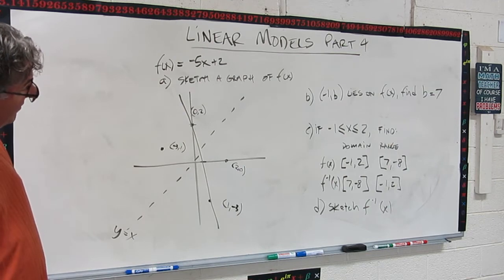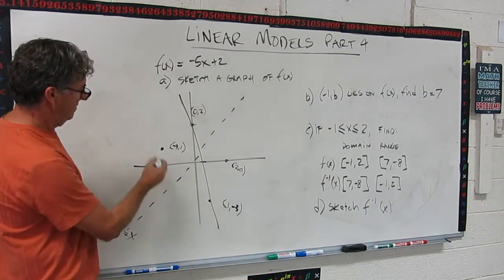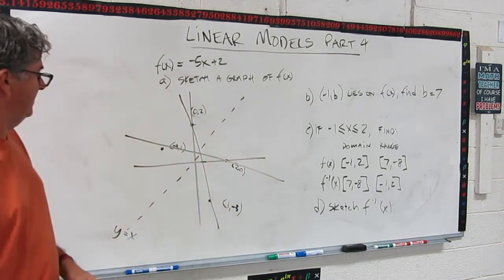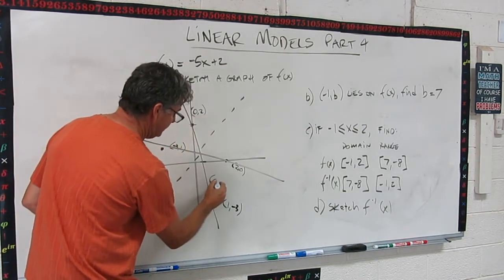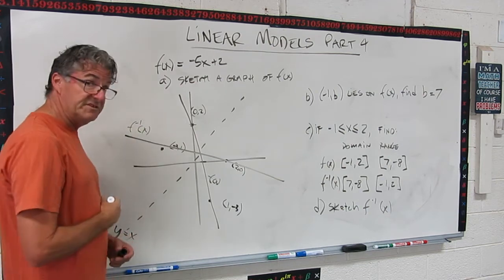And there we go. Now we have our new line, like that. And there you go. Now you have, so remember, this is f of x, that line there, and this is f inverse of x. Just like that.